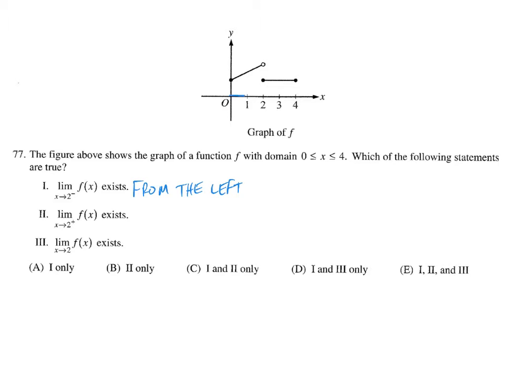So coming from the left, approaching 2. All right, what is the function doing? It is going here. All right, so that would be right there. That does exist. I don't know what it is because there's no value there, but it does exist. So that is true. That thing exists. It's only one side. I don't need a value right at 2, but I can see that it's approaching something.